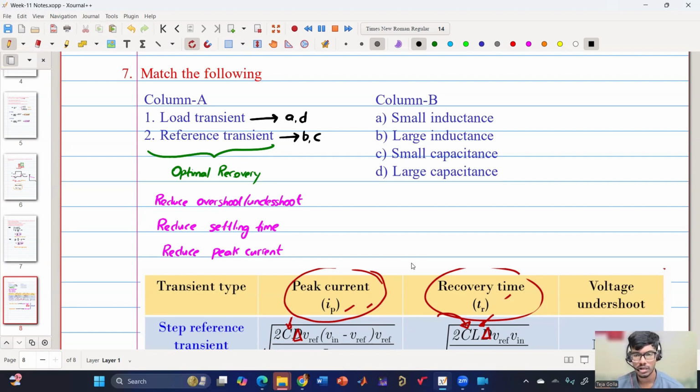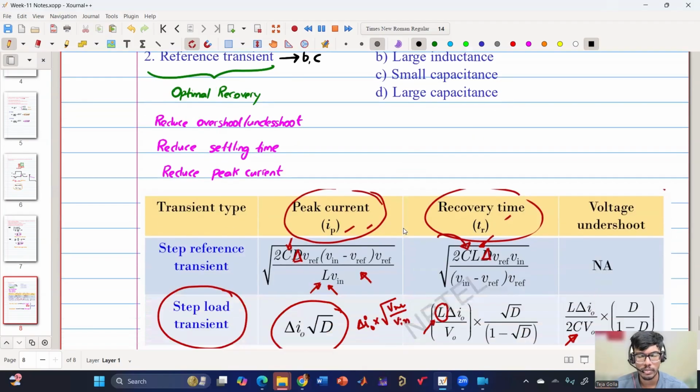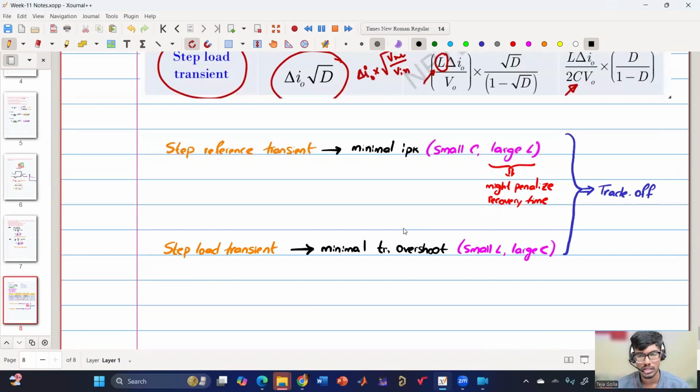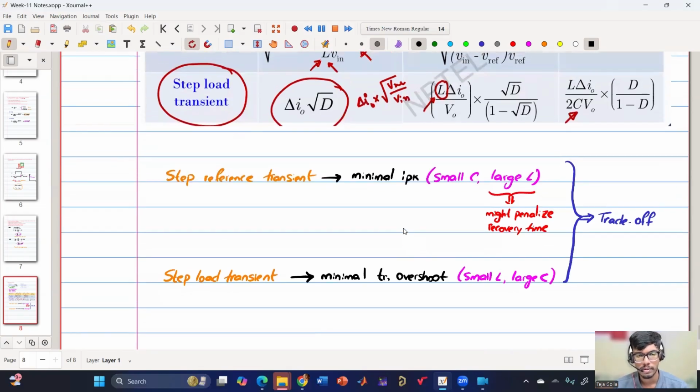We have seen that there is a very big trade-off, because per step reference transient, we need small capacitance and large inductance, whereas per step load transient, we need small inductance and large capacitance. And there is a trade-off. So we have to design keeping in mind that we meet the requirements for both reference transient as well as load transient. So this is all about week 11.